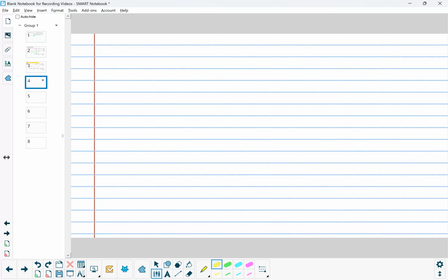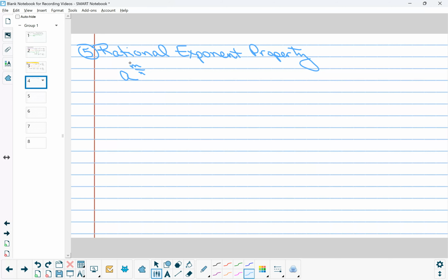So one more page. I'll go back to a pen. We're going to have the, I guess this is number 5, rational exponent property, or the rational root property. It could be called either one. So it's going to look like a to the m over n. So it's a fractional exponent, okay?